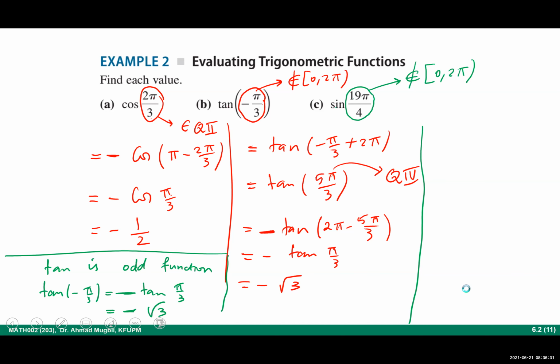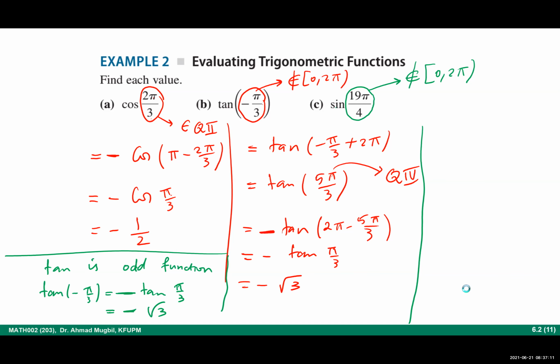We need to subtract a couple of rotations. So this was my question. I did ask you at the beginning in which quadrant it is. You should say I cannot decide before finding the coterminal angle. So your answer should be, we need first to find the coterminal, then I can decide after that in which quadrant it is.